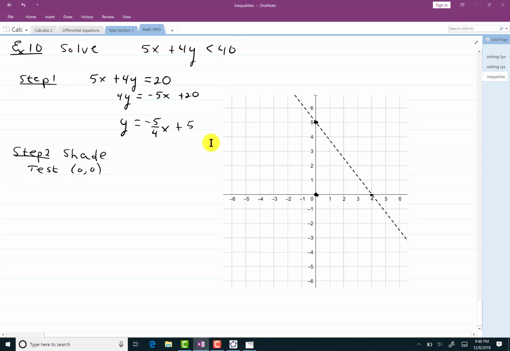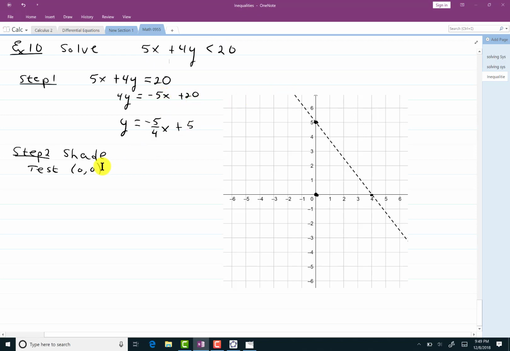5x plus 4y is less than 40. I don't know why I put a 20 and then a 40 here. We'll put a 20 here, and it will match what I'm doing.